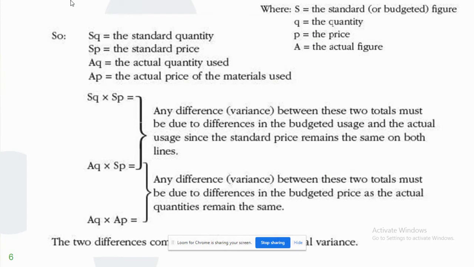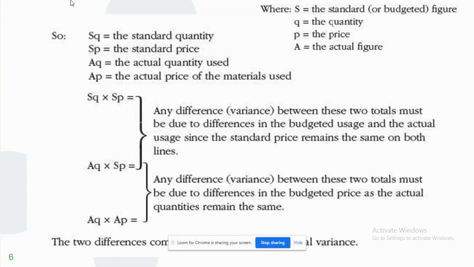The difference here shows us the difference as a result of budgeted usage and the actual usage, since the standard price remains the same on both lines. It means that we consider just the quantity used, the difference between the actual quantity used and standard quantity budgeted. Then we multiply that difference by the standard price. This will give us the standard material usage variance.